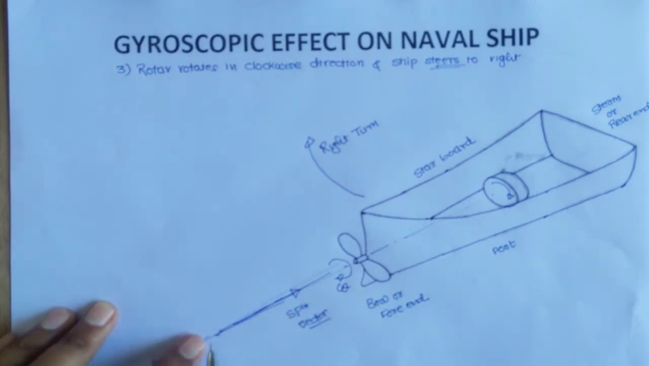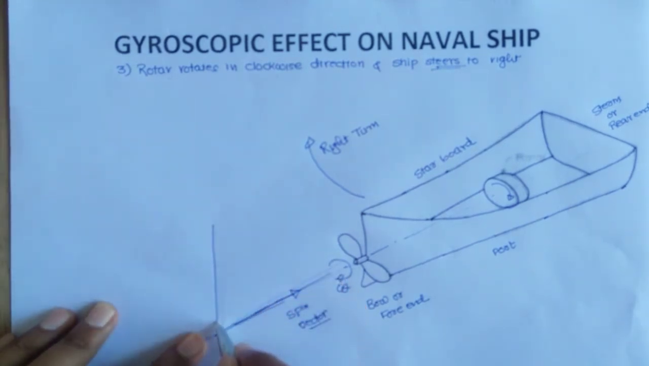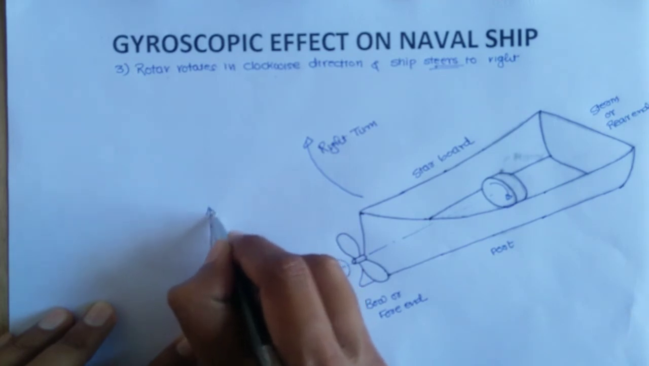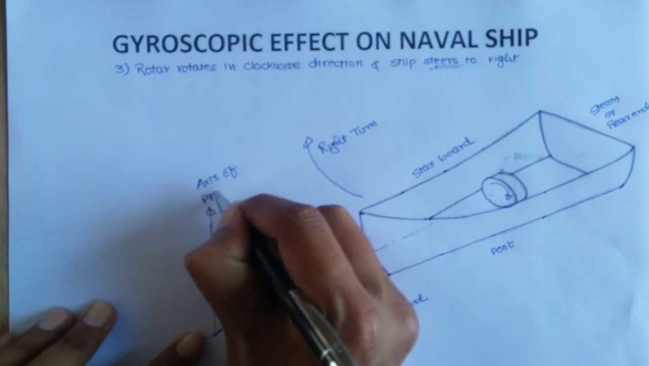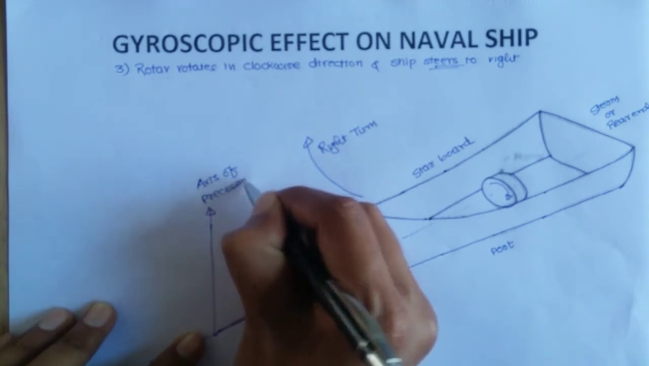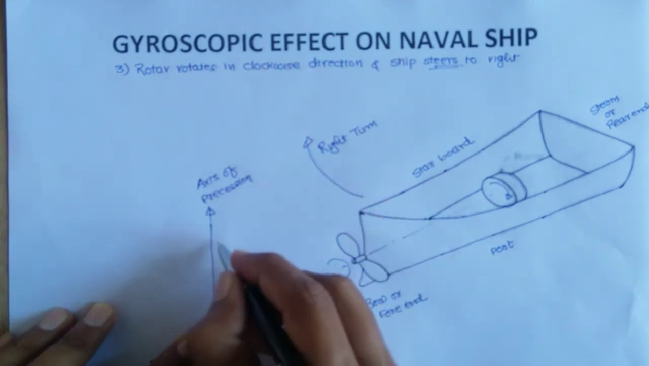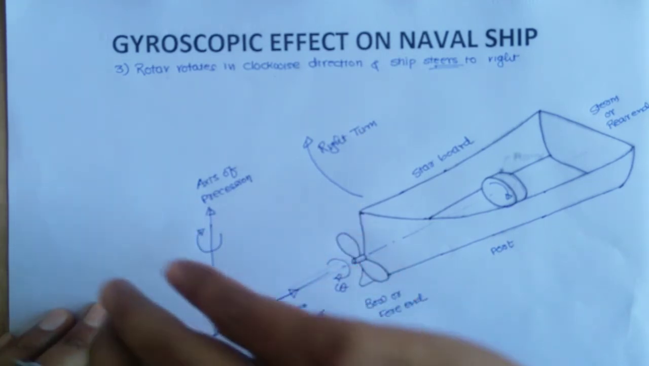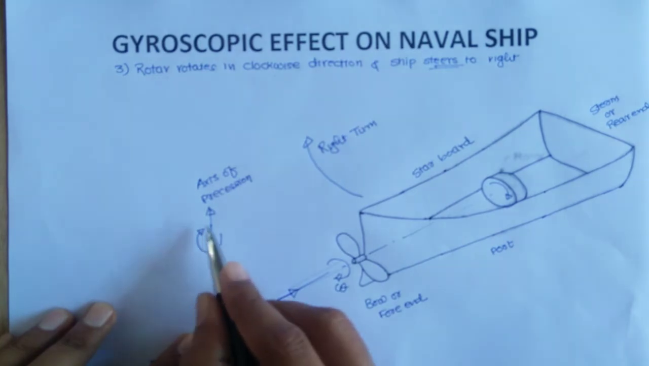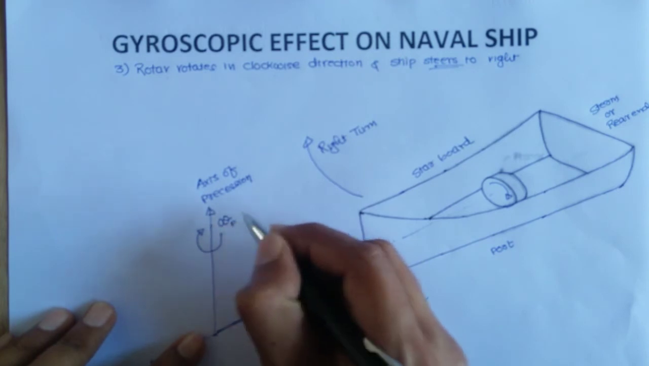We know that the axis of precession is always at right angle. So this is our axis of precession. So axis of precession is always at right angle to the spin vector, and we know that our ship is taking right turn. Okay, our ship is taking right turn. So that's why this is the angular velocity of precession.